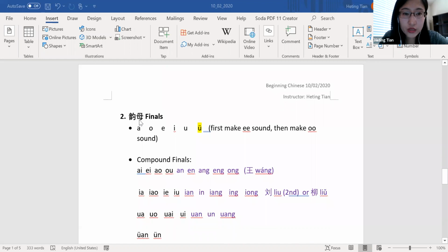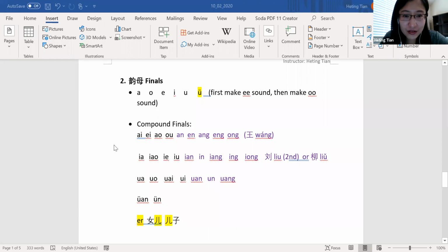Next part is finals, 韵母. There are 6 finals: A, O, E, I, U, Ü. Most students have a hard time pronouncing the Ü sound. When you pronounce Ü, you make the E sound first. E, but when you pronounce E, your lips need to make a U sound. So in your mouth, that's an E sound, but on your lips part, that's U. Try it. E, Ü, Ü. See, you made it. Ü, I made it.